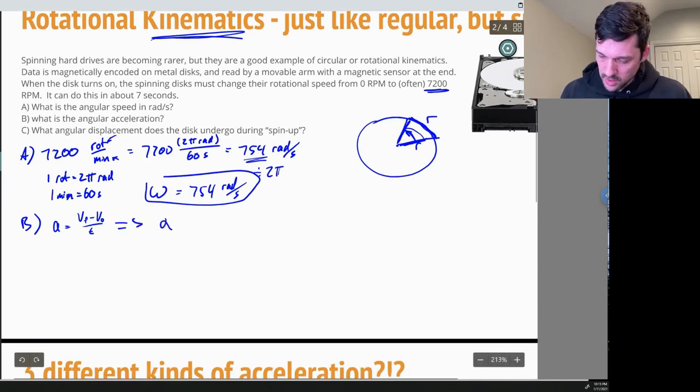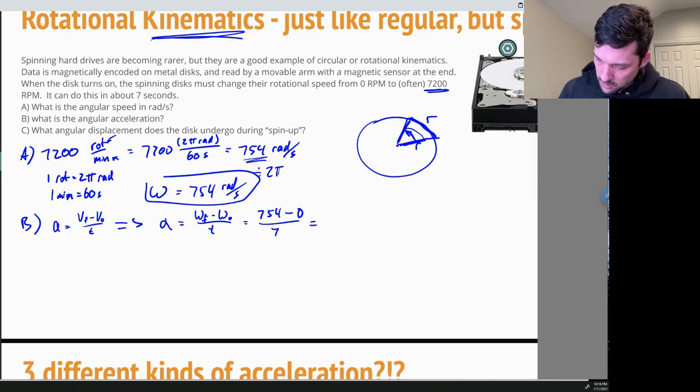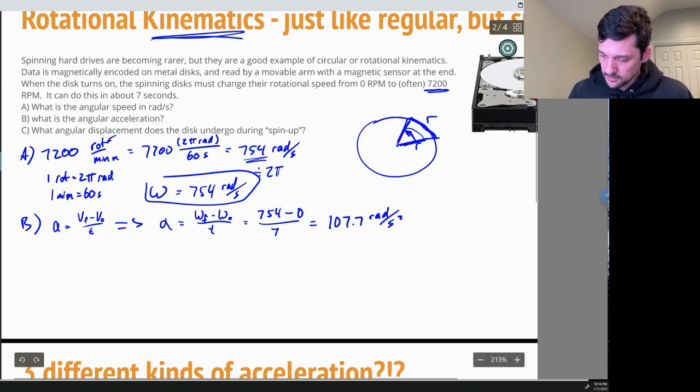So angular acceleration is omega final minus omega original over time. Now we just found our final velocity. That's 754 radians per second. And it started from rest, it was off. So minus 0 over 7 seconds. And that is going to give us an angular acceleration of about 107.7 radians per second squared.